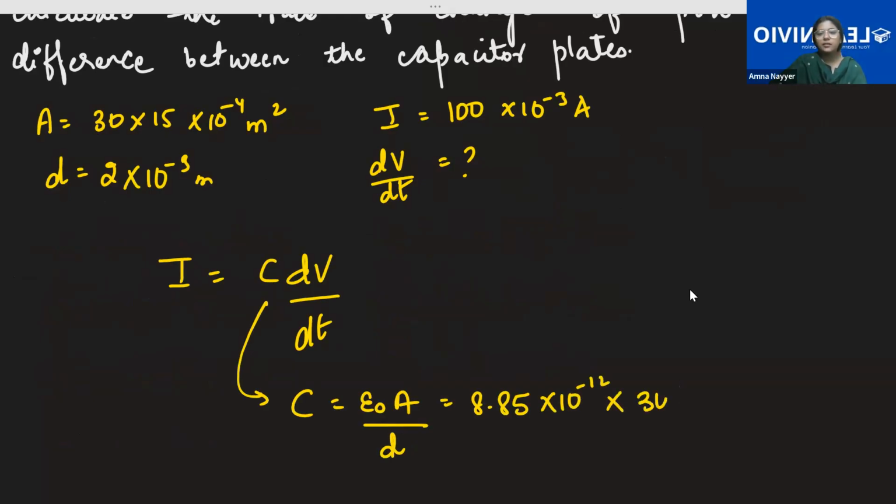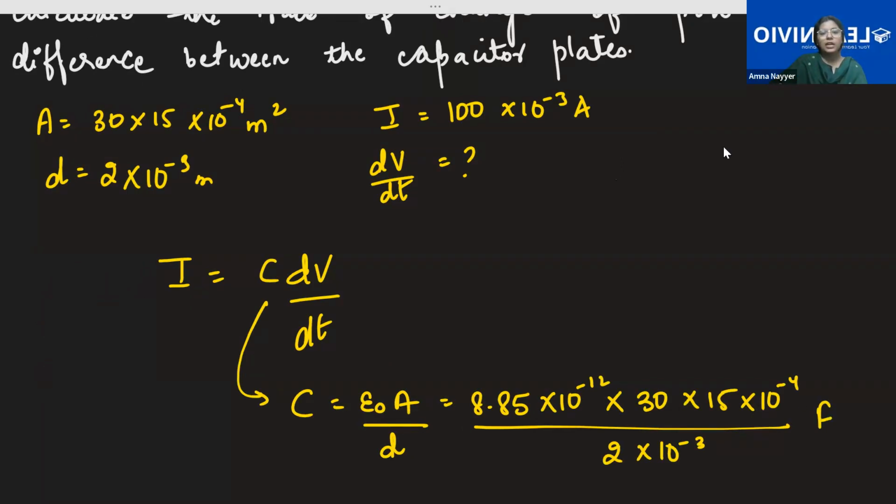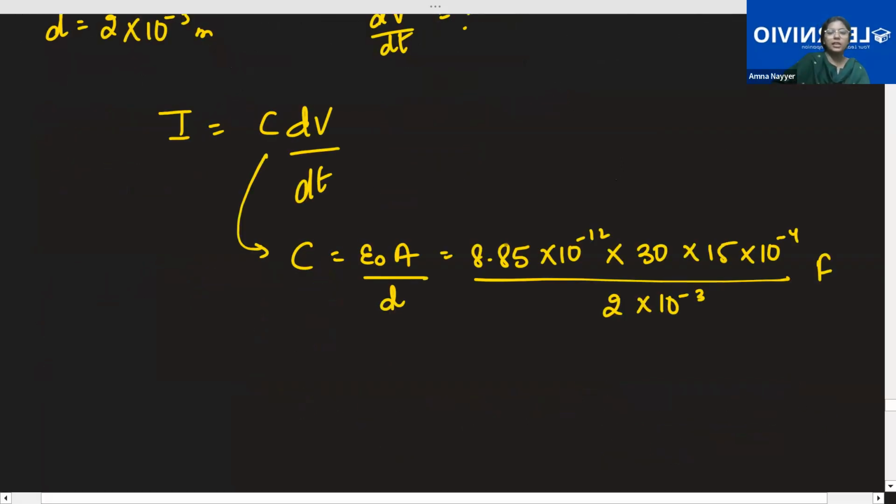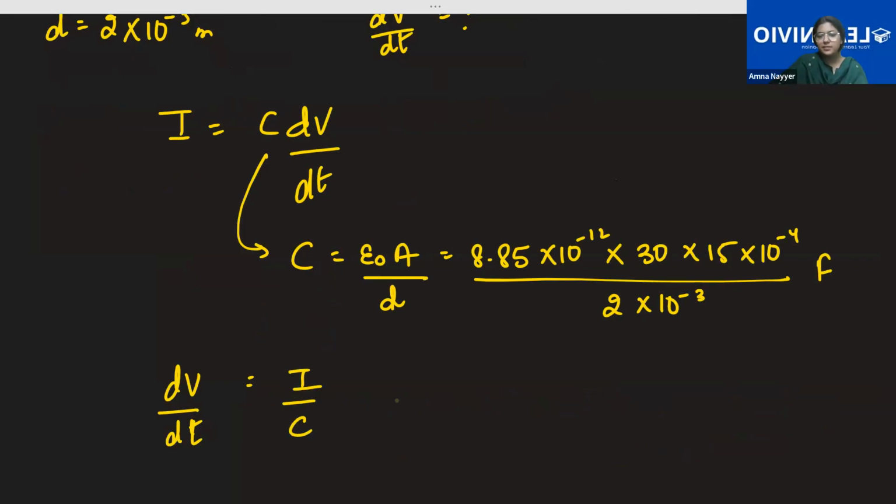Area is 30 into 15 into 10 to the power minus 4 divided by 2 into 10 to the power minus 3. This will be the capacitance, this much of farad, right? So current is also given. So what will be the voltage? dV over dt will be simply calculated by current divided by the capacitance.